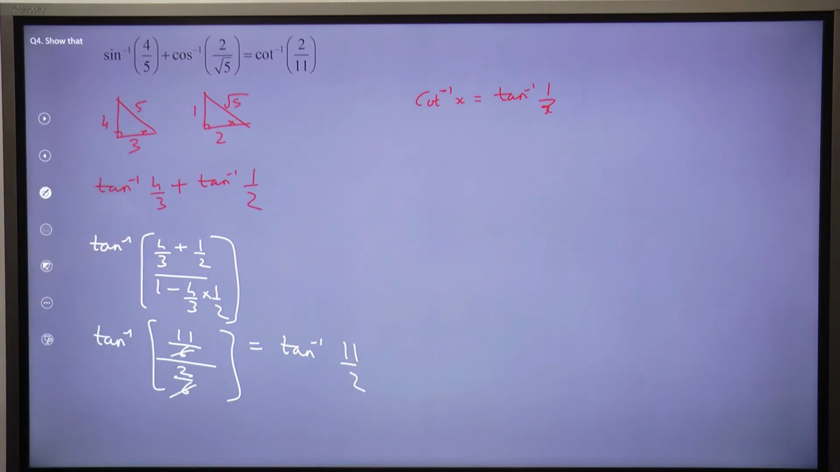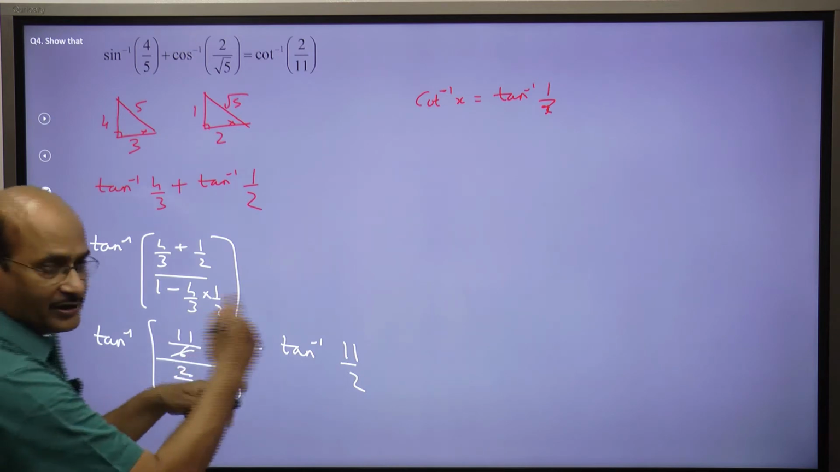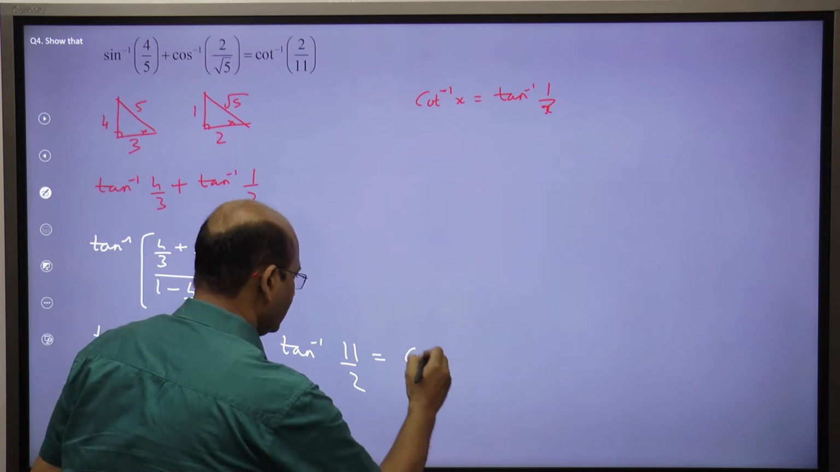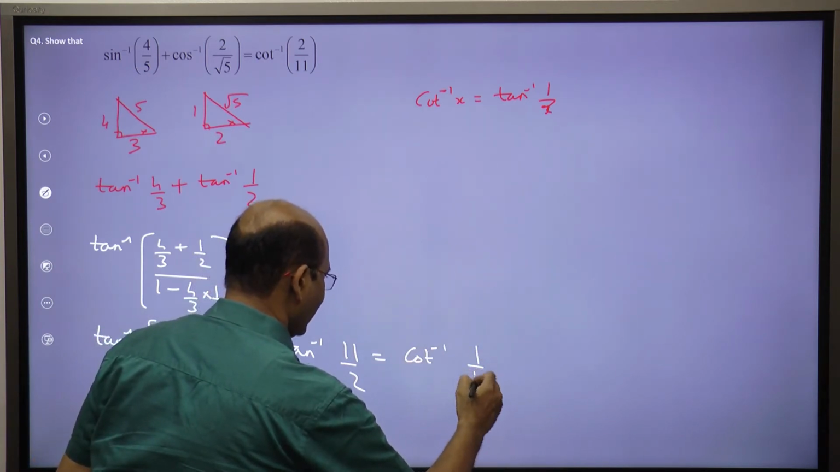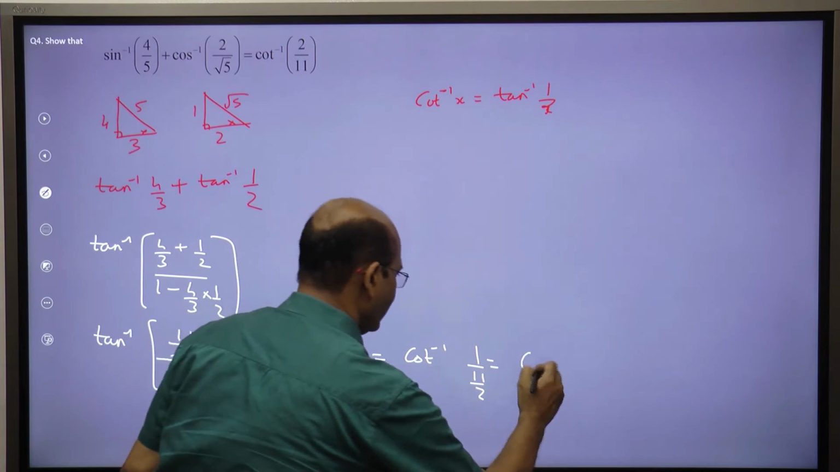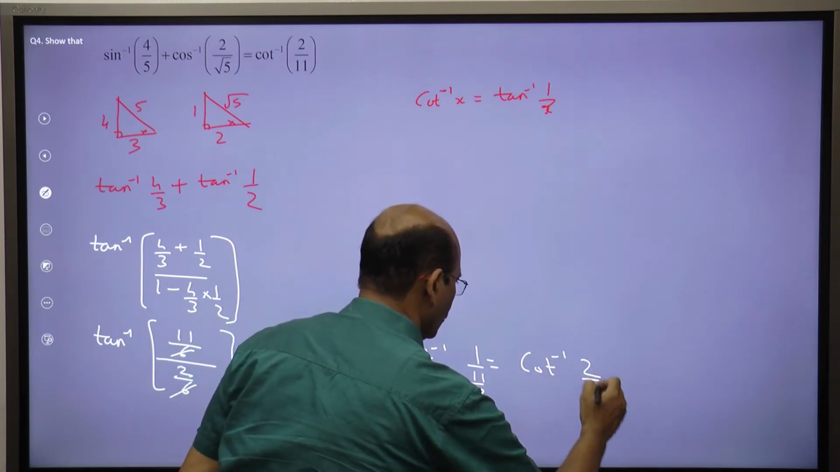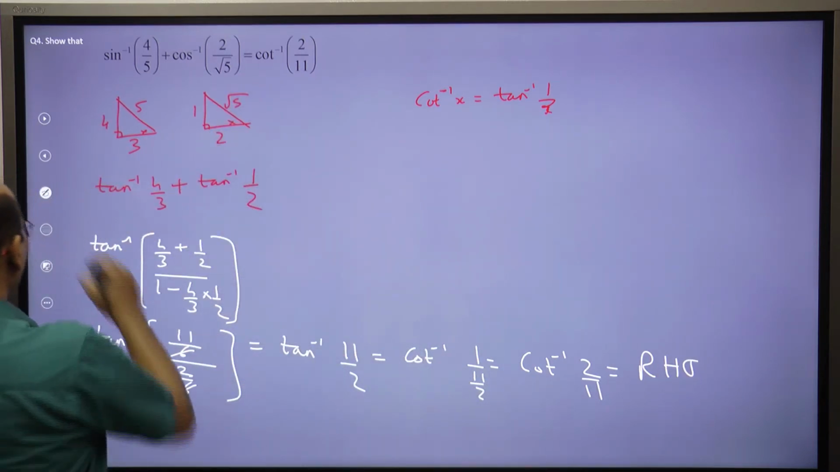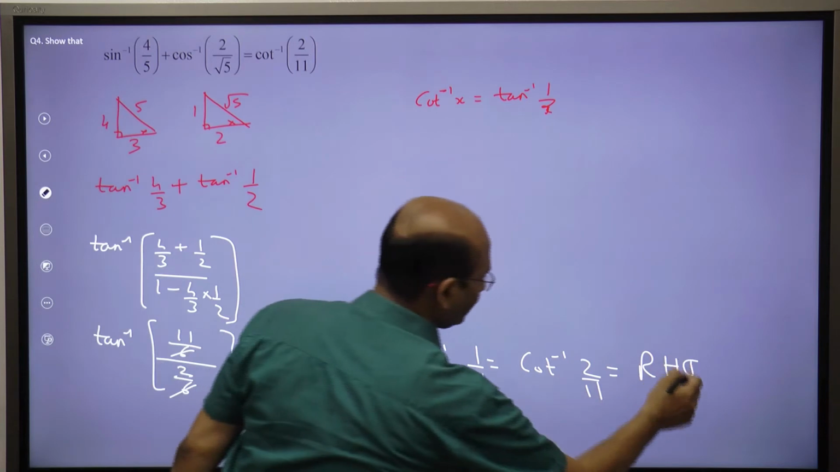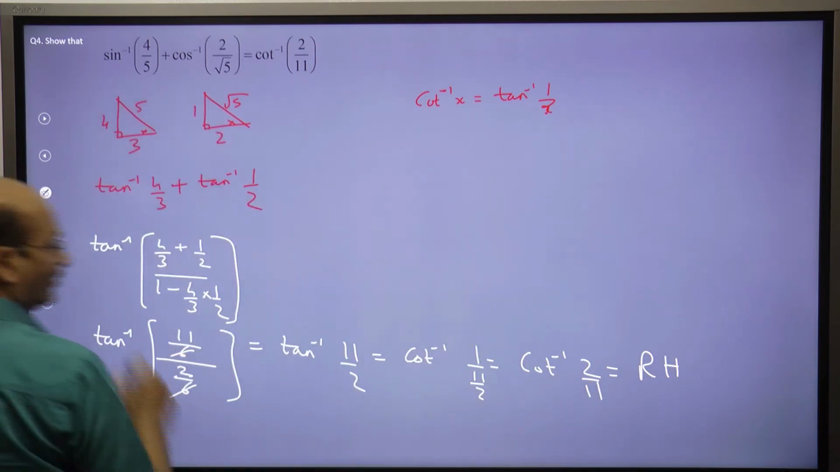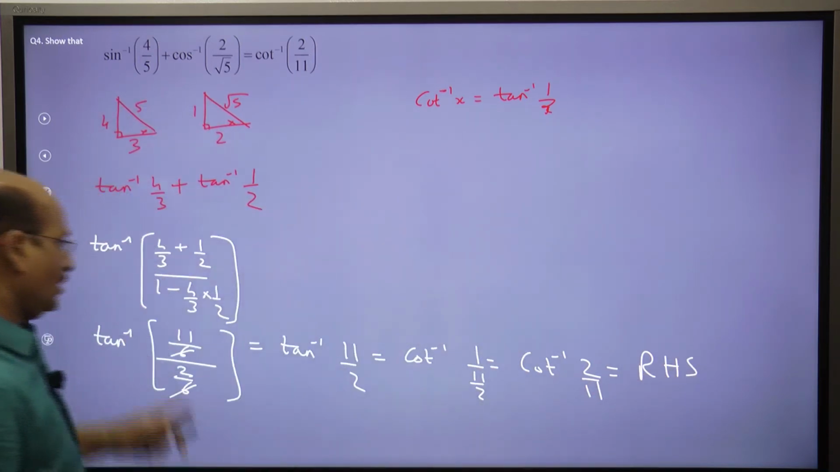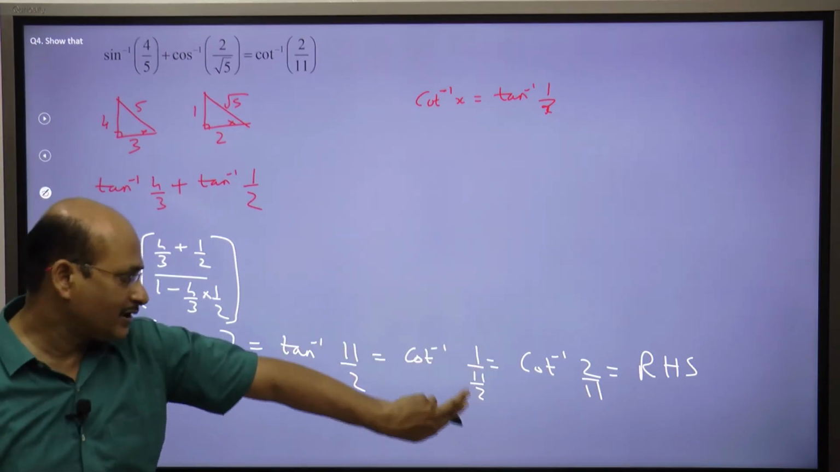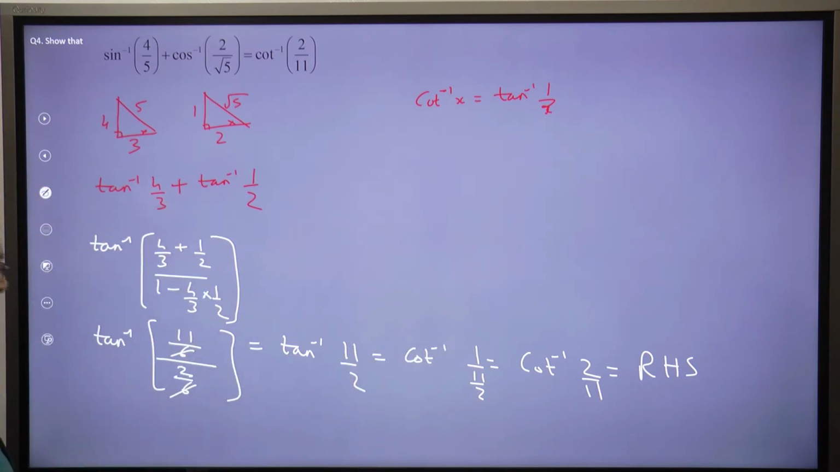Now what I understand from here, I have to prove in cot inverse. So tan is the reverse of cot. So tan inverse x is cot inverse 1 by x. So this I can finally write as cot inverse 2 by 11, which is equal to RHS. So the point here is something very interesting: tan inverse x is cot inverse 1 by x, so it is equal to cot inverse 2 by 11. I just reciprocate this 2, and that's the way this working is done.